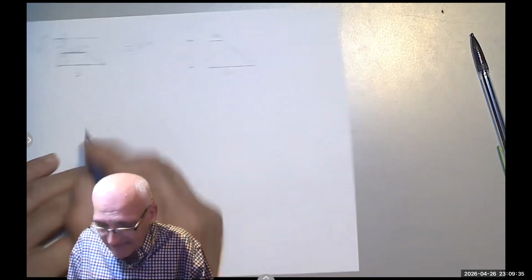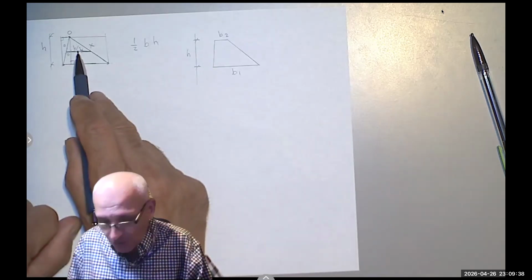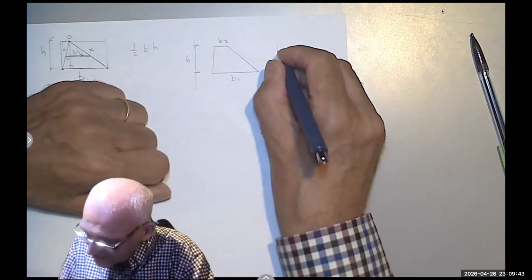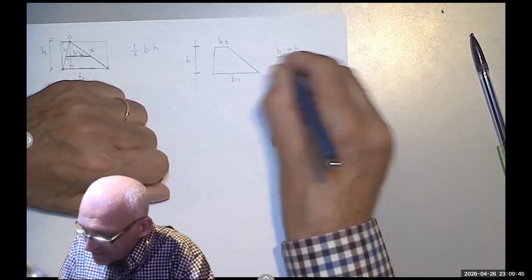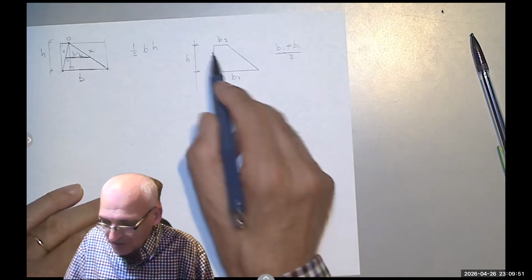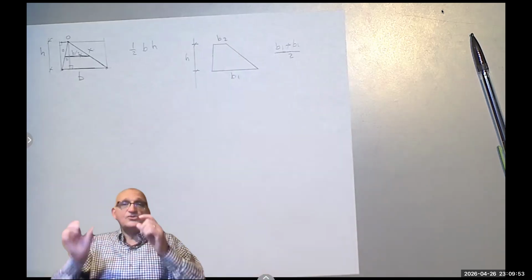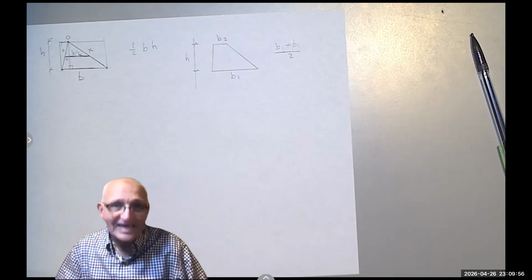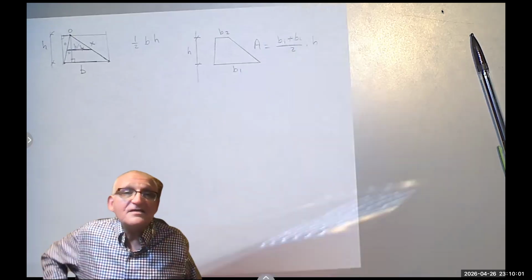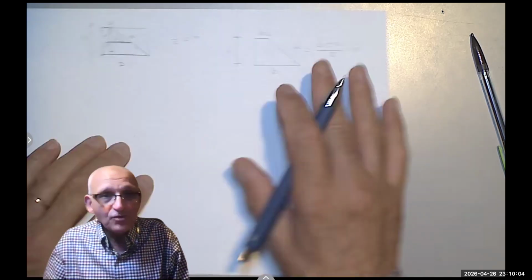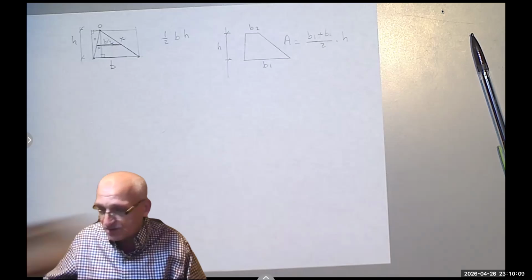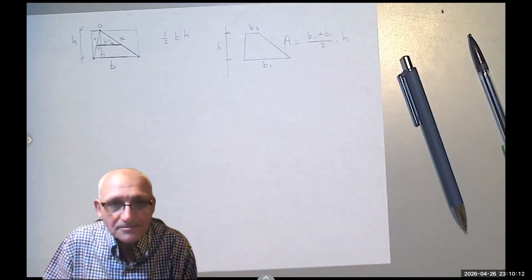Or I could have said, how did I find B over 2? I took the average of 0 and B. Here, I'm going to take the average of B1 and B2. If this is 10 and this is 6, I'm going to take 10 plus 6 over 2. So the midpoint would have a width of 8 times h. And basically, that's it. That's how we calculate the area of a square or a rectangle or a triangle or a trapezoid easily and with common sense.